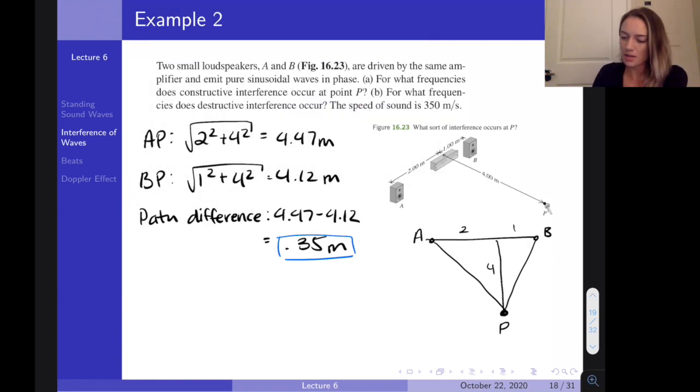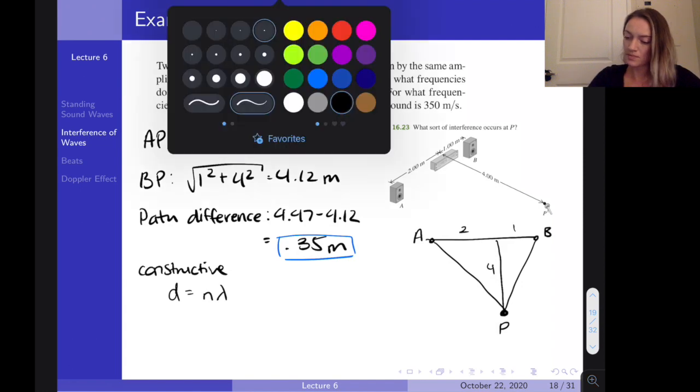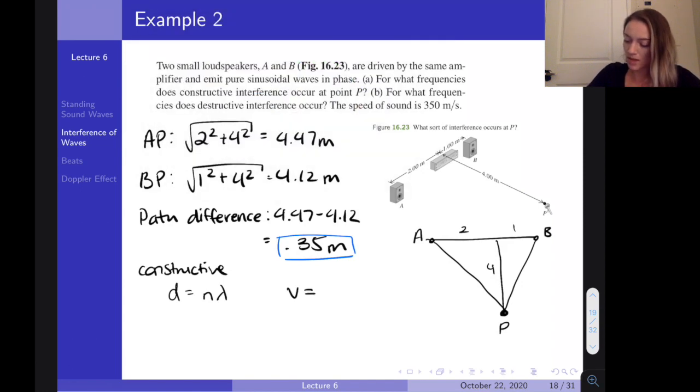And now we know that constructive interference will occur. So we'll call our path difference D. Constructive will occur when the path difference D is equal to an integer number of wavelengths, right? And I have the velocity of sound, and I want to know what frequencies this will happen at. So I know D is 0.35. I know that the velocity is lambda times f. So I'm going to replace lambda with v over f. We've got D is equal to n times v over f.